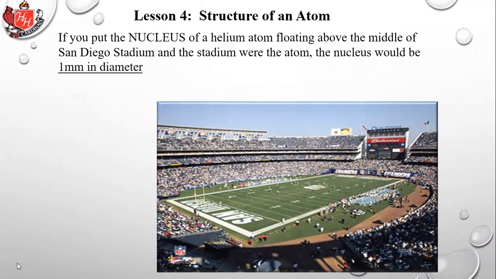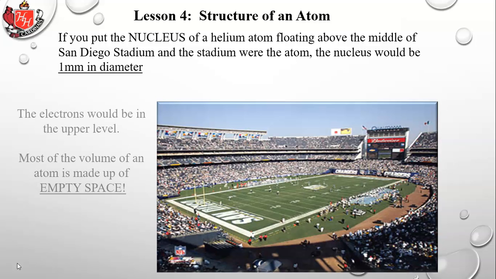So if you put the nucleus of a helium atom floating above the middle of what used to be San Diego Stadium but is no more, and the stadium were the atom, the nucleus would be about 1 millimeter in diameter. The electrons would be in the upper level. Most of the volume of an atom is empty space.